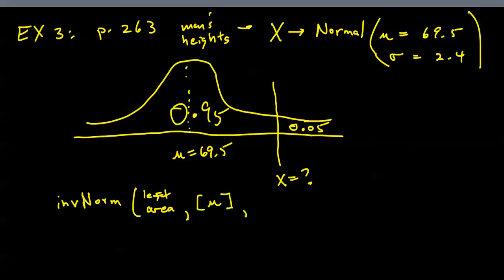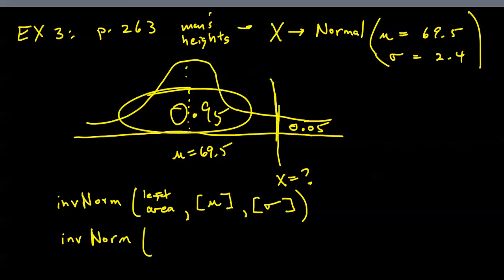But again, the inputs of mu and sigma, or mean and standard deviation, are optional. If you leave them out, the calculator assumes a standard normal. Well, here we are not in a standard normal, so I'm going to input those optional values. The area to the left of this designated value is 0.95, as seen in the picture above. The mean, I'm going to enter 69.5, comma, and the standard deviation is 2.4.